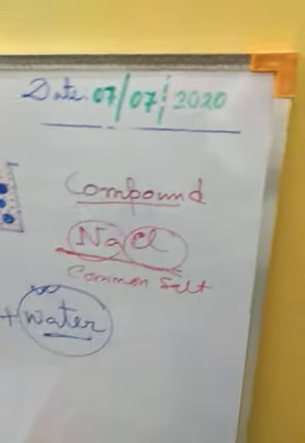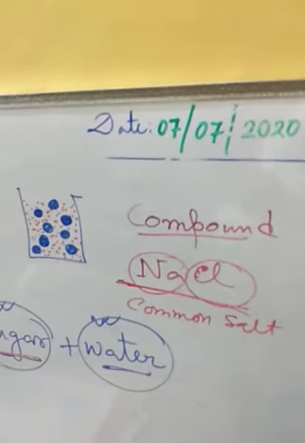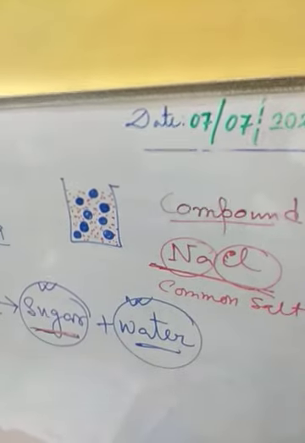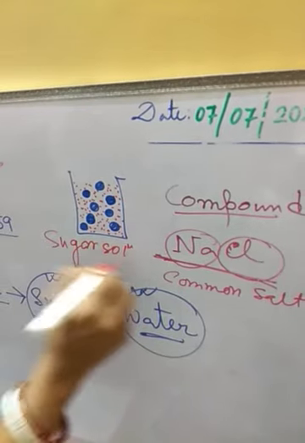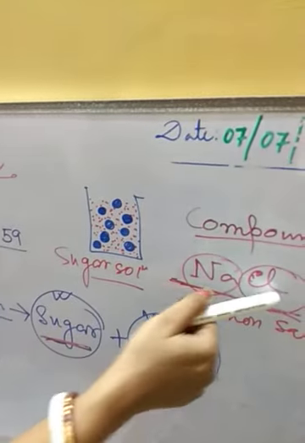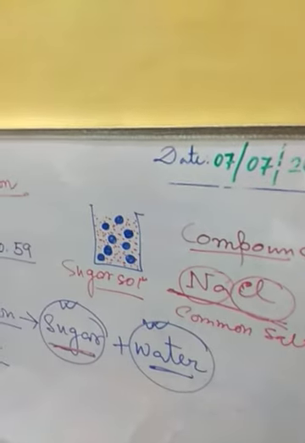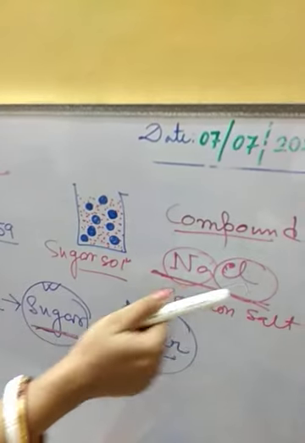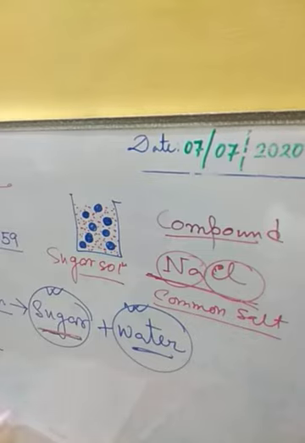Okay, this is a common salt. Now when common salt is forming, sodium and chlorine have a bond between them, not like this sugar solution. Unlike the sugar solution, sodium chloride will form a bond between them, and that's why sodium and chlorine both will lose their individual properties, and we will not get any individual property of sodium and chlorine in their compound. So this is the difference between a compound and a mixture.